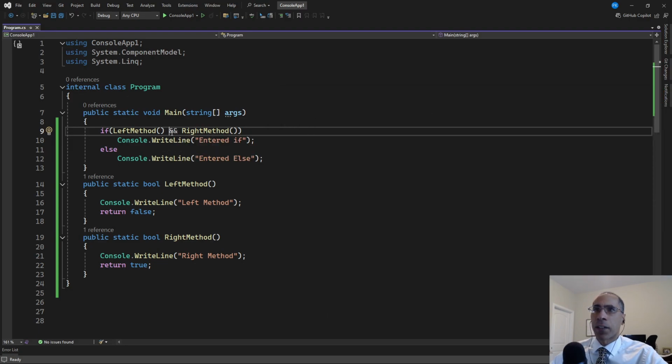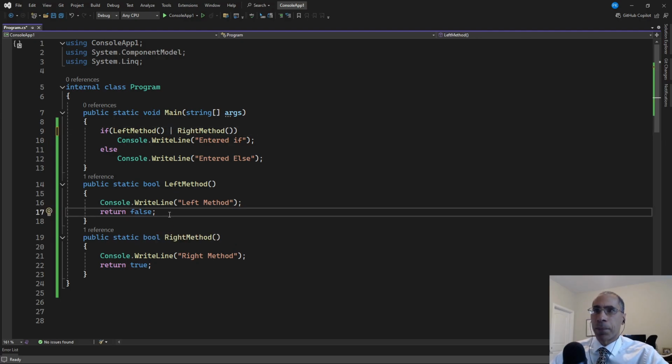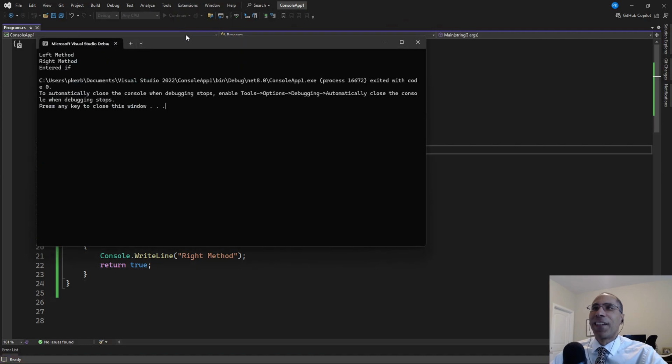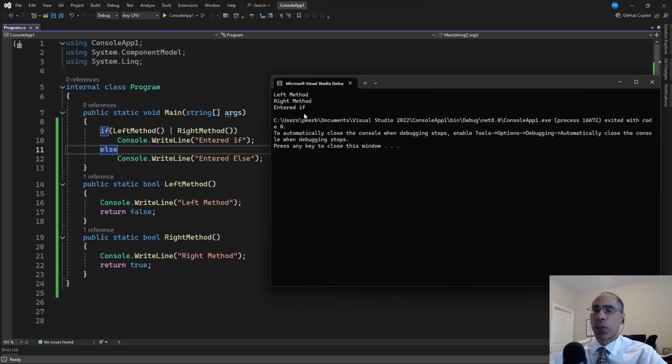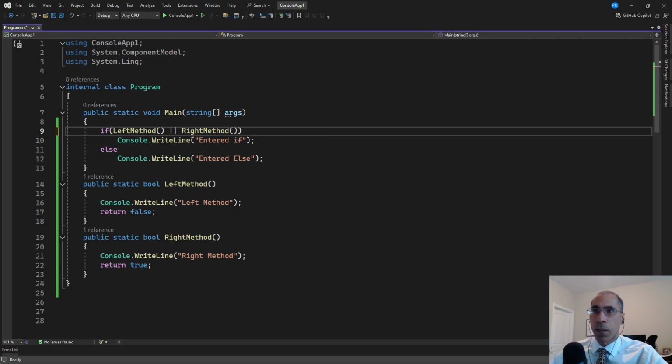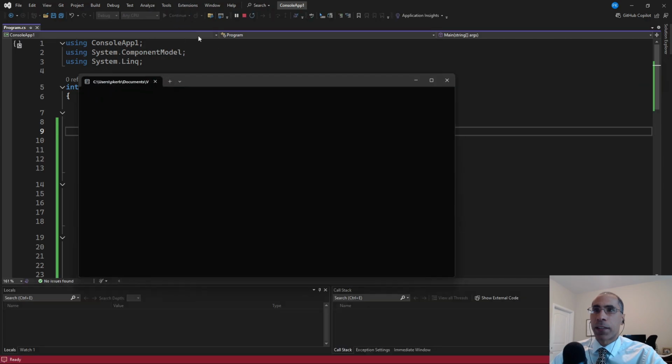And then now let's take a look at the OR statement. Actually, it's an operator, I said OR statement. It's the OR operator. There's a single pipe, so it's going to evaluate both sides before making a decision. It's going to evaluate the left, it's going to evaluate the right, and then it's going to make the decision to enter the if statement. So now if we do a double pipe, it's a conditional OR. So let's run this now.